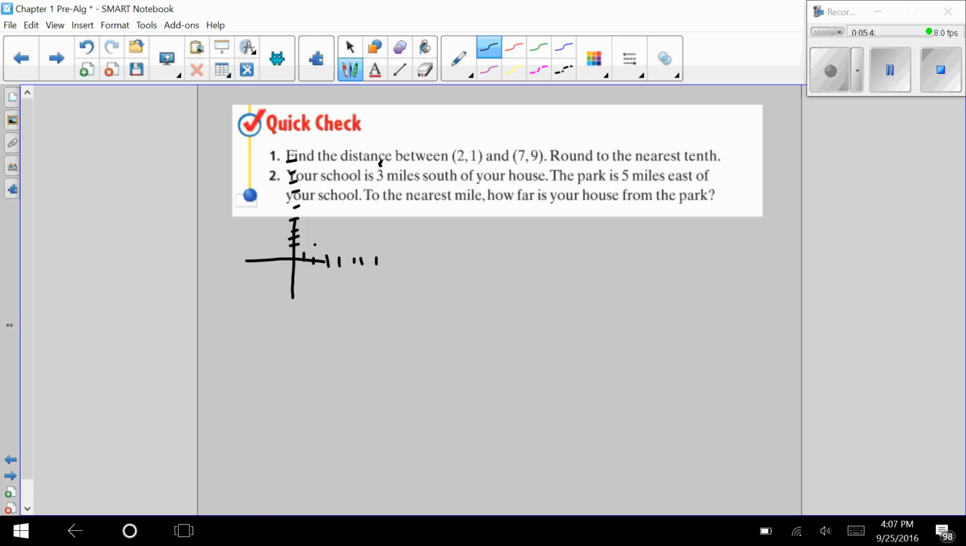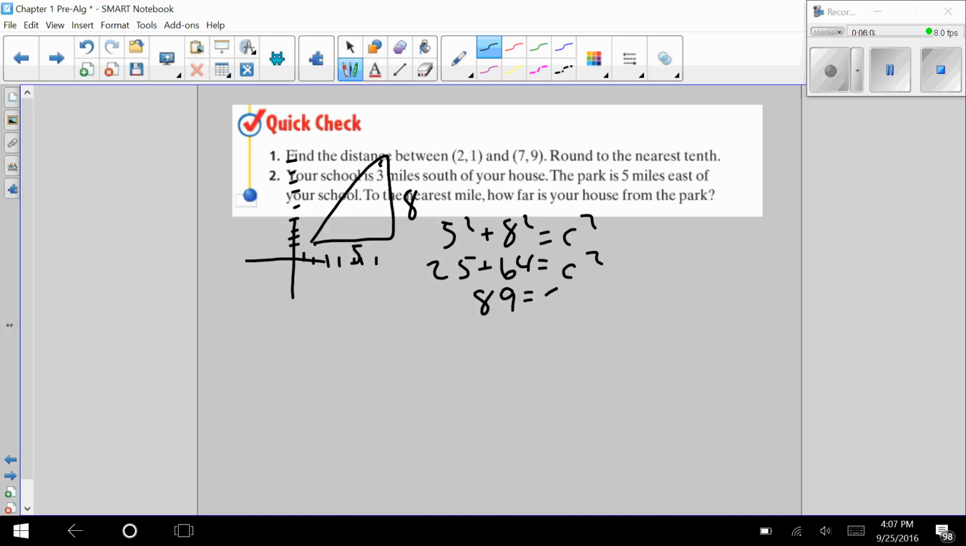My graph went a little bit into the words, I apologize. But here would be my triangle. I know that this distance is 5 and this distance is 8. So when I plug these in, I have 5 squared plus 8 squared equals c squared. 5 squared is 25. 8 squared is 64 equals c squared. That makes 89 equals c squared. Take the square root, and c, or my distance, is 9.4 because we're rounding to the nearest tenth.